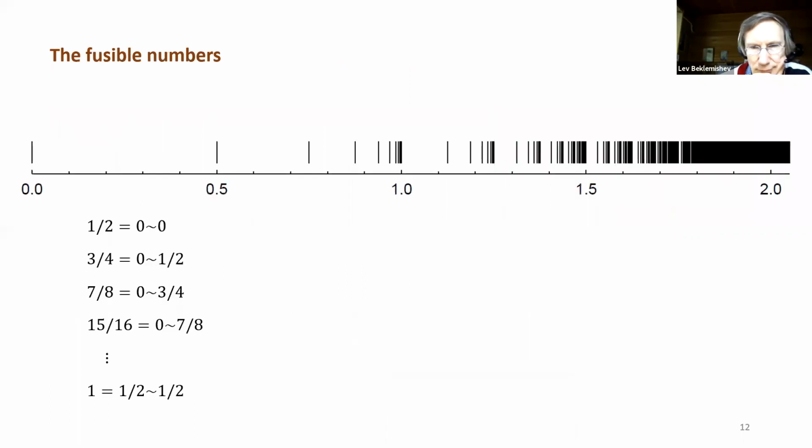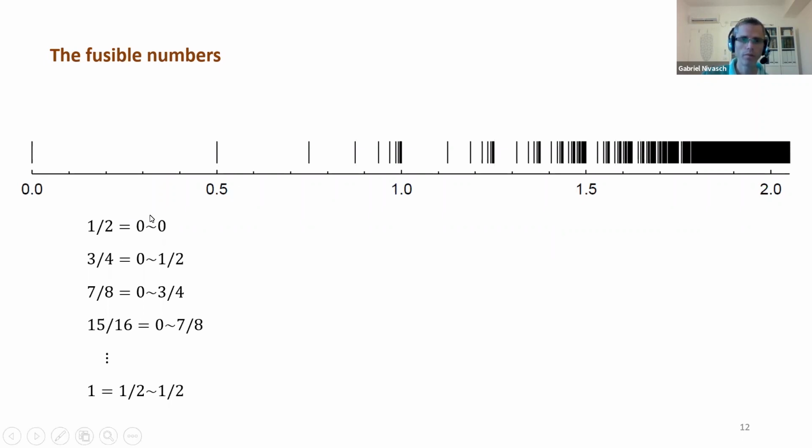Okay, so this is how the set of fusible numbers looks. Here you have a half, which is 0 fuse 0, and 3/4, which was what we had in the riddle. And then you have 7/8, 15/16. You get all these fusible numbers that converge to 1. And also 1 itself is fusible, because you can get it by 1/2 fuse 1/2.